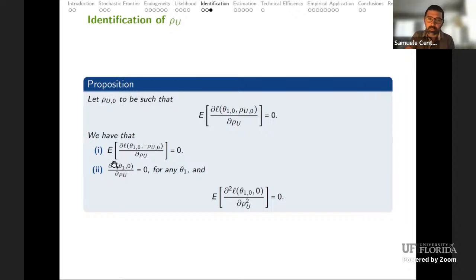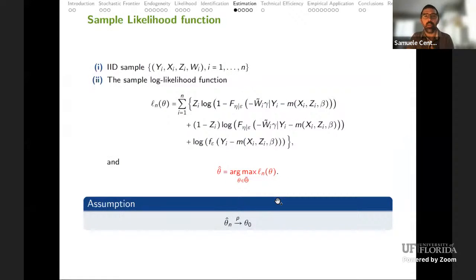And again, this is not a typo. This is for every value of θ1. So here I don't need to set θ1 to its true value. For any value of the other parameters, when rho u is equal to 0, the first derivative is going to be equal to 0. And therefore, I have to go to the second derivative, and the second derivative is going to be in expectation equal to 0.